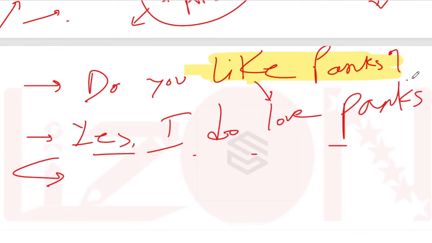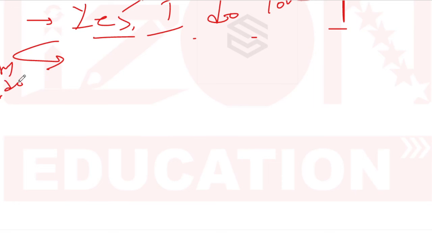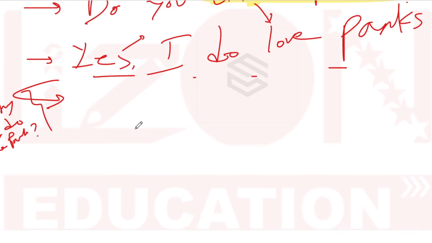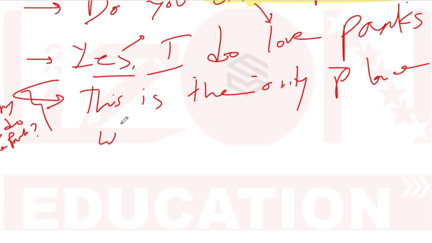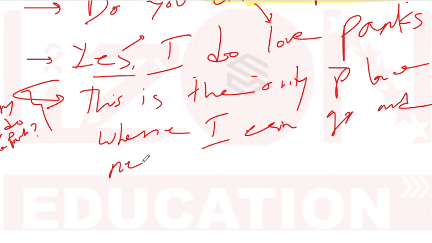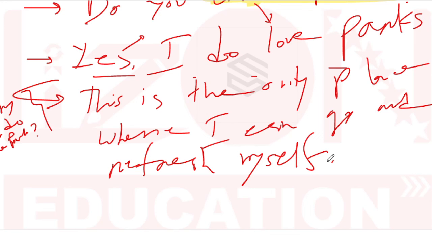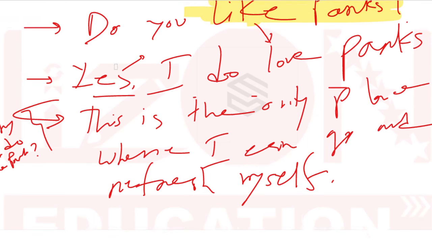Like here, do you like parks? First we said, yes, I do love parks. Then you can ask yourself, why do I love parks? Ask yourself, why do you love it? Like for me, I can say, this is the only place where I can go and refresh myself. Okay, reason done. So first, direct answer, then you can give the reason. So you give the direct answer, yes, I do love parks.